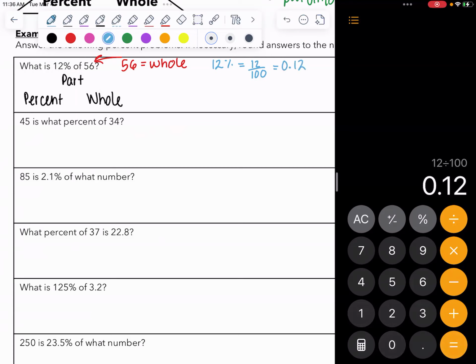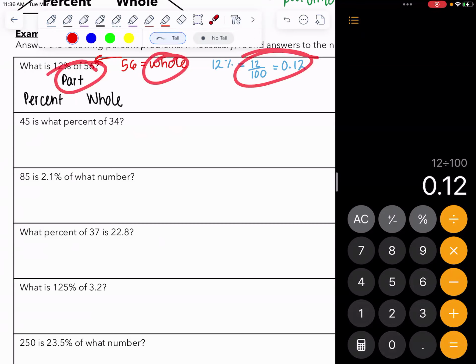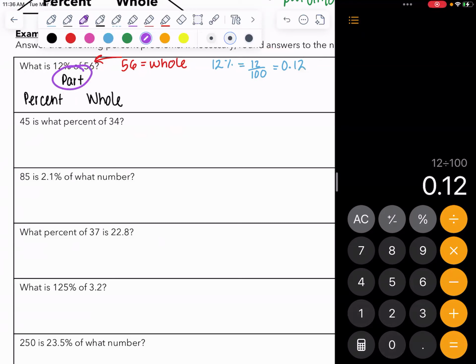What is 12% of 56? We have the whole, we have the percent. We're trying to solve for the part. So the part is equal to the percent times the whole. Part is equal, the percent as a decimal is 0.12 times the whole is 56. So 0.12 times 56, I get 6.72.